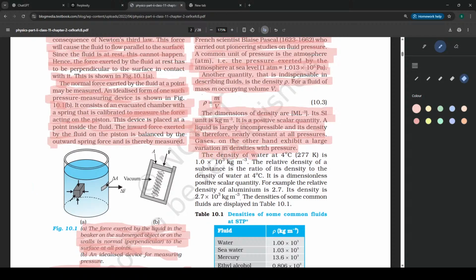The density of water at 4 degrees centigrade, which is 277 Kelvin, is 10 power 3 kg per meter cube. The relative density of a substance is the ratio of its density to the density of water at 4 degrees centigrade. This is the densest state of water: at 4 degrees temperature, the water will be at its densest.